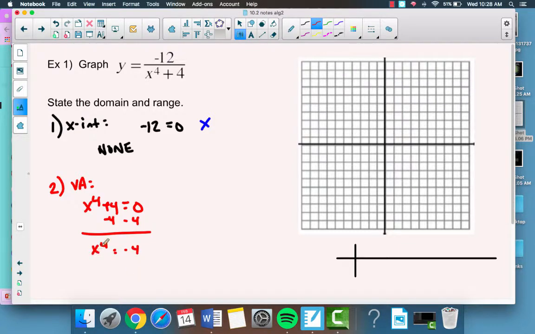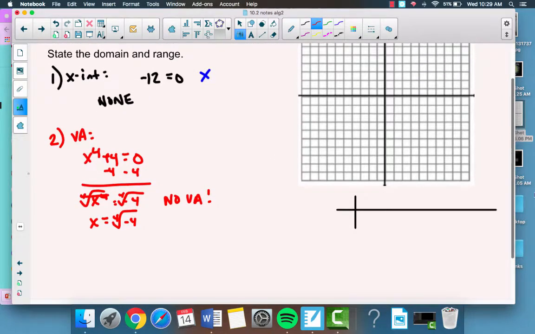Well, is there something to the fourth power that will get us a negative number? Well, in this case, no. Okay, so even if I took the fourth root of both sides, which we practiced in a previous chapter, I'd get x equals the fourth root of -4. Well, there's nothing to the fourth power to ever get us a negative, okay, because even powers always give us positive answers. So this means there is no vertical asymptote, because these would give us imaginary answers. Okay, so we have no x-intercepts and no vertical asymptote, which is perfectly okay.